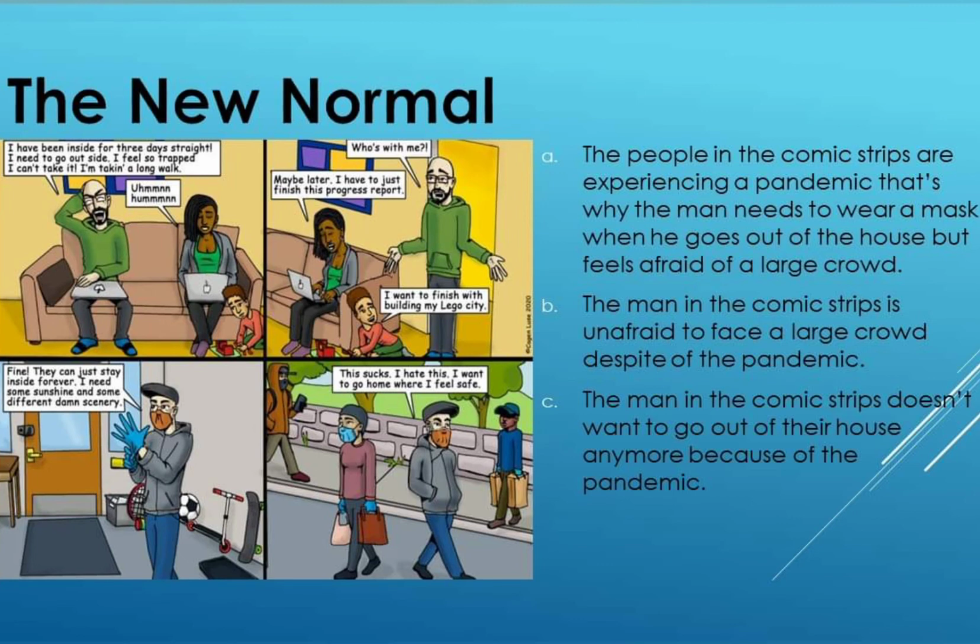Now the question is, why do you think this title is relevant to the comic strips? A. The people in the comic strips are experiencing a pandemic. That's why the man needs to wear a mask when he goes out of the house but feels afraid of a large crowd. B. The man in the comic strips is unafraid to face a large crowd despite of the pandemic. C. The man in the comic strips doesn't want to go out of their house anymore because of the pandemic. Very good. The answer is letter A.